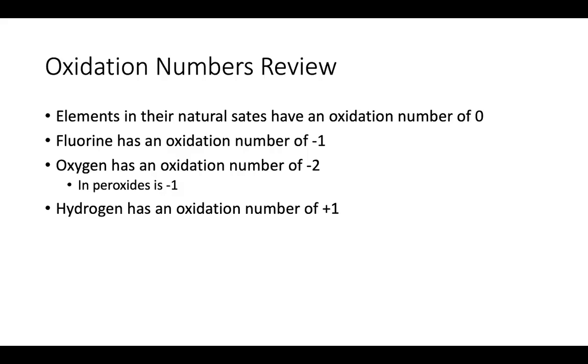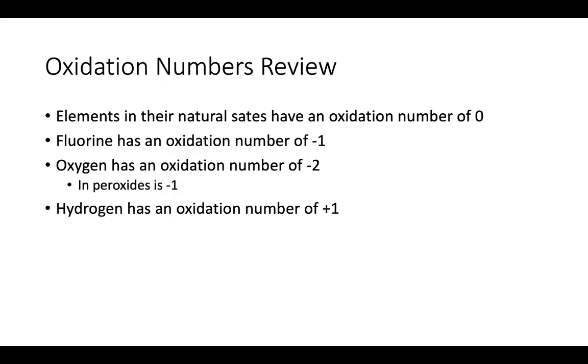Fluorine, if it's in a compound, will always have an oxidation number of -1. Oxygen has an oxidation number of -2. The exception that you do see, and that's probably one or a couple of problems you've come across, is that in peroxides, oxygen has an oxidation number of -1. So like H2O2, hydrogen peroxide, each oxygen has an oxidation number of -1.